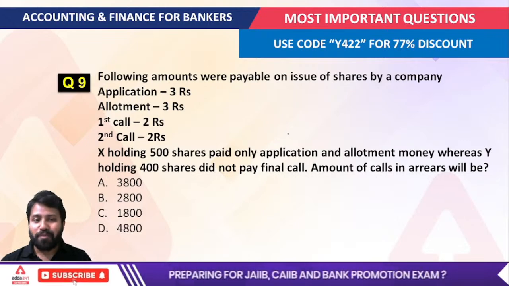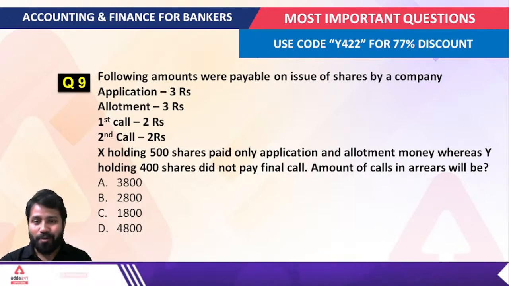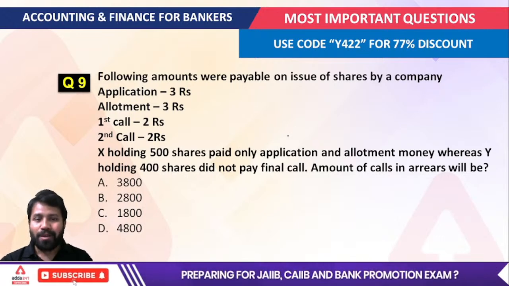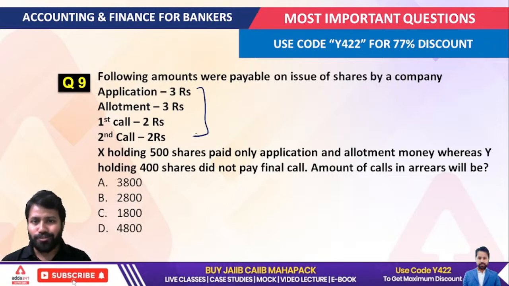Following amounts were payable on issue of the share. This kind of question you may get in the examination, for 2 marks. So just try to understand how to solve this question in an easy way. Following amounts were payable on issue of the shares by a company. So these are all the installments given, as you all know.